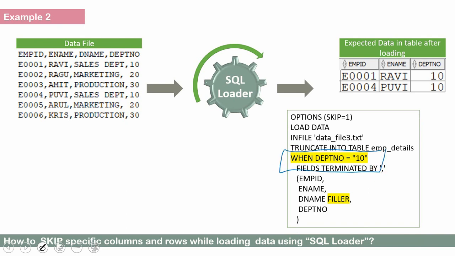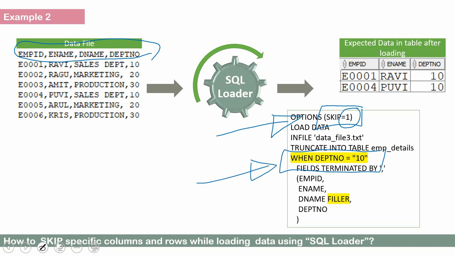So there are two ways by which you can exclude rows: by specifying skip equal to n number of rows, and also by using the when keyword. Skip will basically skip the first n number of records. Generally we'll use skip equal to 1 to exclude the header record. In case you don't have a header record, you can say skip equal to 0, or you can exclude this option itself. And this when clause is basically to exclude the conditional records. For example, in this case, I'm loading only the employees who are working in department 10.